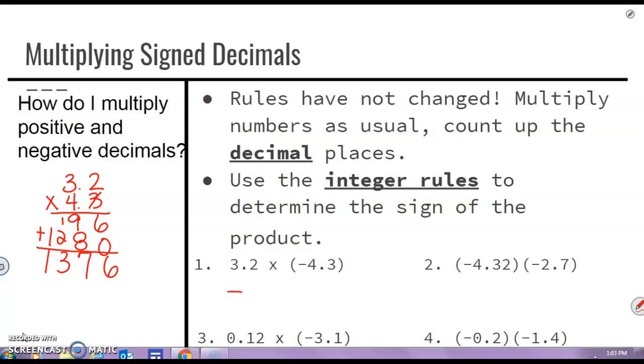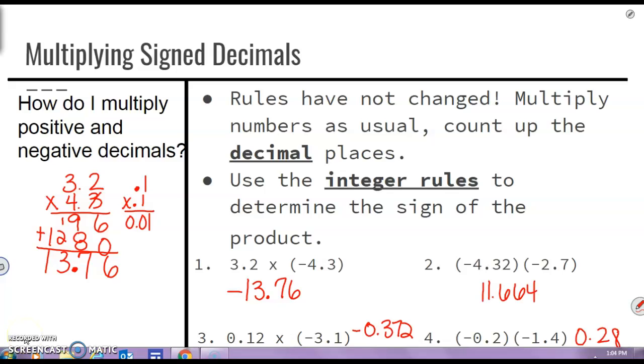I have a 10th place value times a 10th place value. 1/10 times 1/10 is 1/100. So that means I have to move my decimal or place it in the 100th place value, which is between the 3 and the 7. So the answer to number 1 is negative 13 76/100. Make sure you have answered questions 2 through 4 and then compare your results to mine.